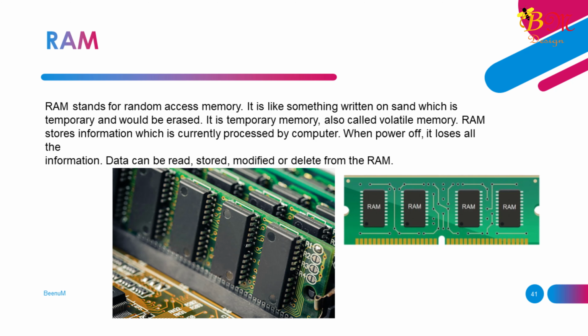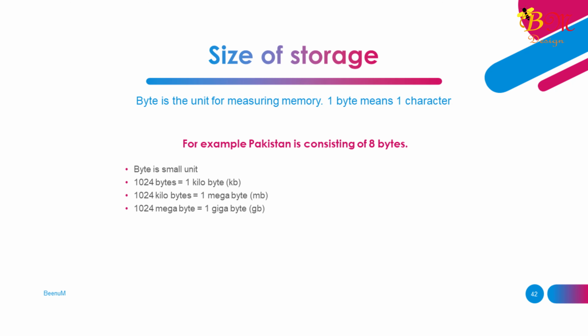RAM. RAM stands for random access memory. It is like something written on sand, which is temporary and would be erased. It is temporary memory, also called volatile memory. RAM stores information which is currently being processed by the computer. When power is off, it loses all the information. Data can be read, stored, modified, or deleted from the RAM.